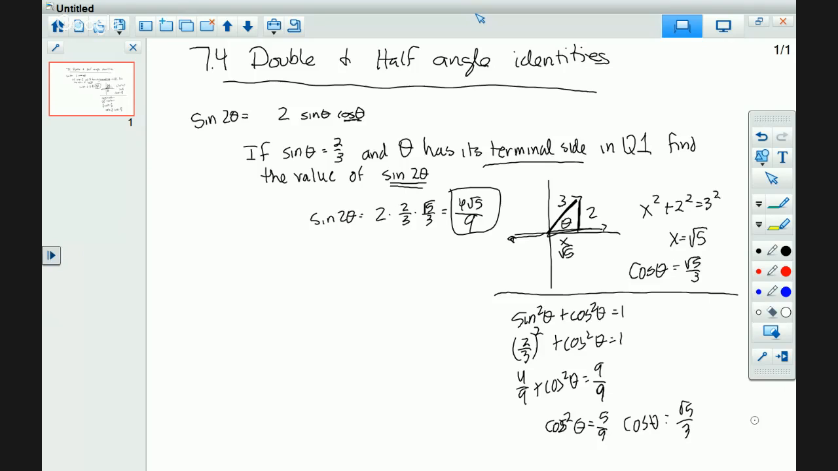Just be careful there again, the negatives. When you square root a squared, you always have to consider positive or negative. We can eliminate it because of where the x is. So ours is root 5 over 3. Good. You can do the same thing with cosine 2 theta and with tangent 2 theta. Cosine 2 theta actually has 3 different ones if you want to use them. It's up to you.